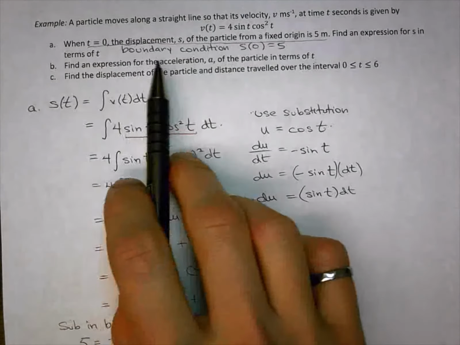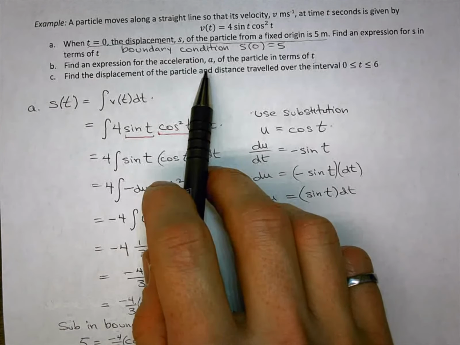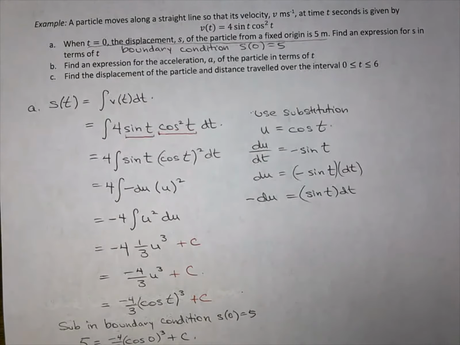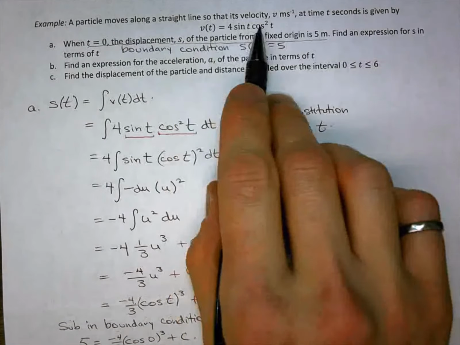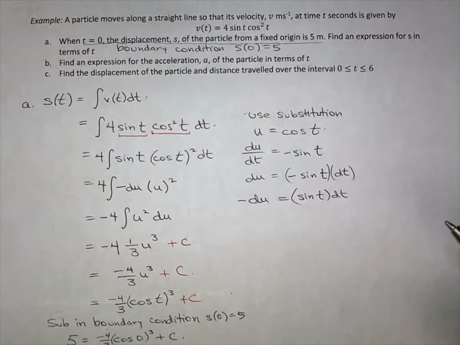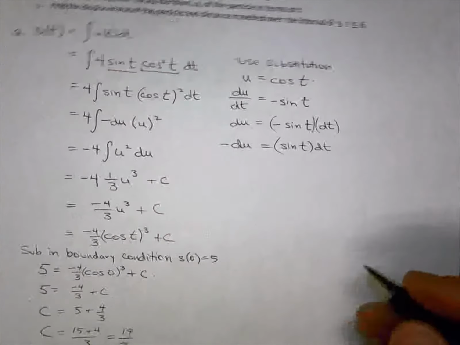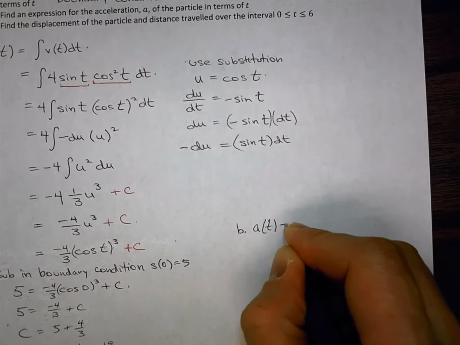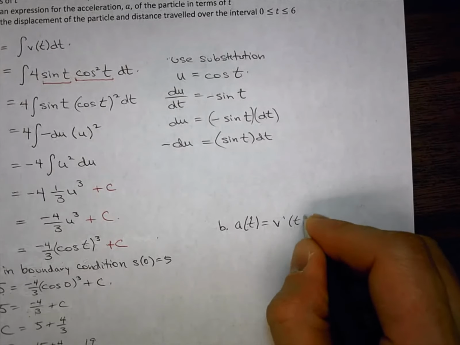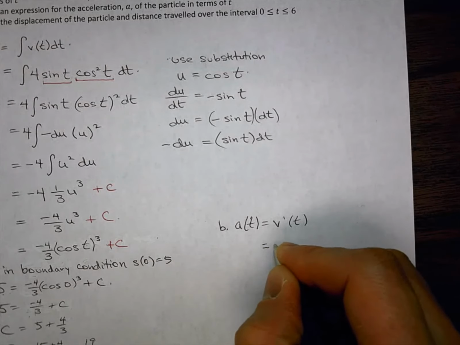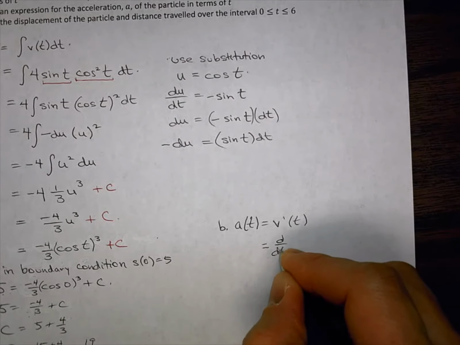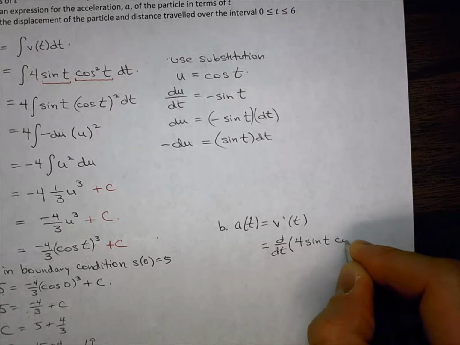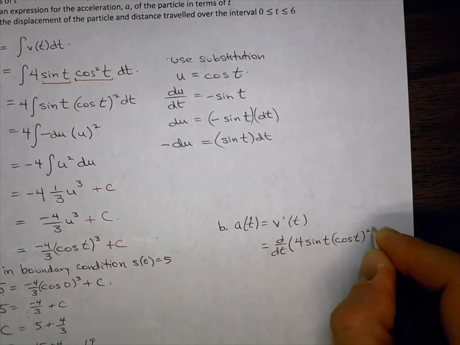What about part B? Find an expression for acceleration. Well, acceleration is the derivative of velocity. Oh, so that's pretty straightforward. That's just going to be finding the derivative of this. Where can I fit this in? Let's do it over here. So for part B, I have acceleration is equal to the derivative of velocity. So that's going to be the derivative of 4 sine t cos t all squared.